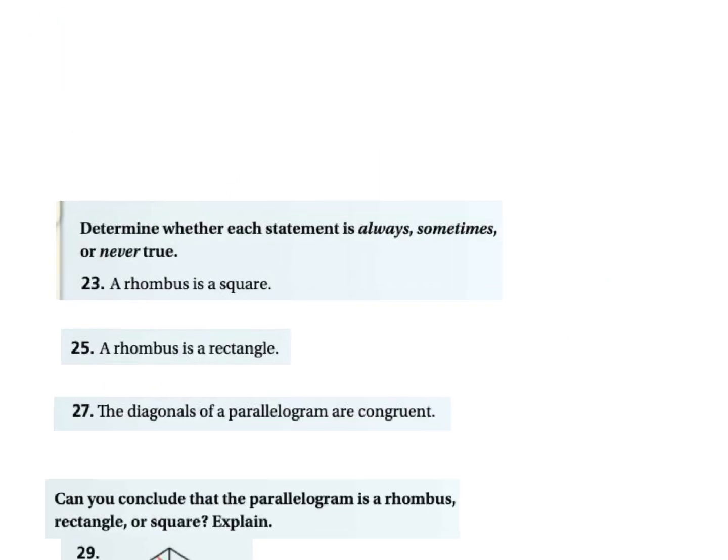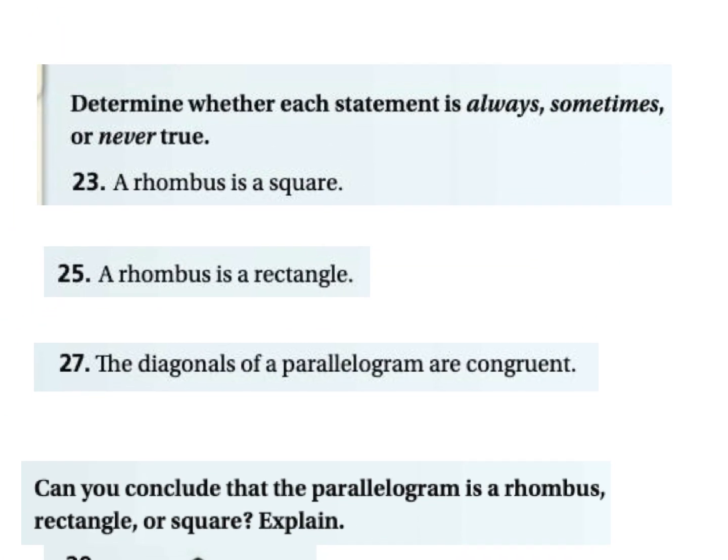Yeah, 23. Okay, 23. I want to know, is this always true, sometimes true, or never true? A rhombus is a square. Never. A square has both things. A rhombus only has one. It's never true. Wait, so sometimes. Oh, it is sometimes true. You hit it wrong. Look, listen.